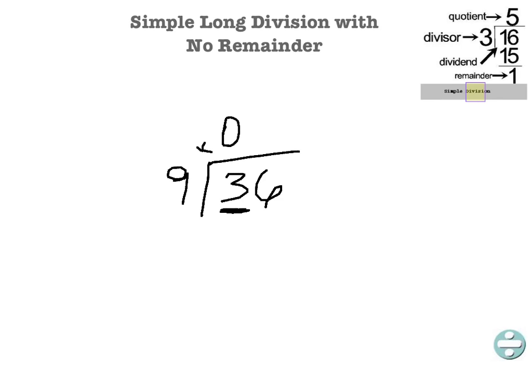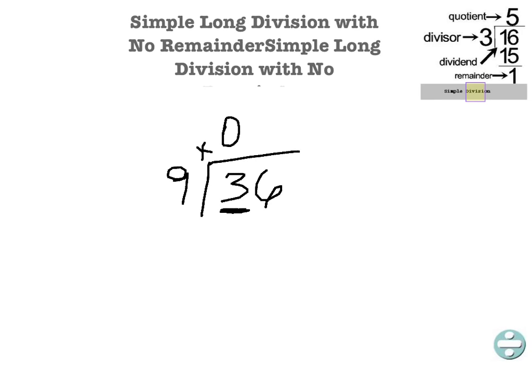Then we place a multiplication sign in the little corner. And then we multiply 0 times 9. Yes, 0 times 9 is 0. So I place that answer under the 3, and I subtract. Every time you put a number on top, you've always got to take that number and multiply it by the number on the outside. Every single time. So because I put a 0 up here above the 3, I have to take it and multiply it by the number on the outside, which would be the 9. So let's do that.